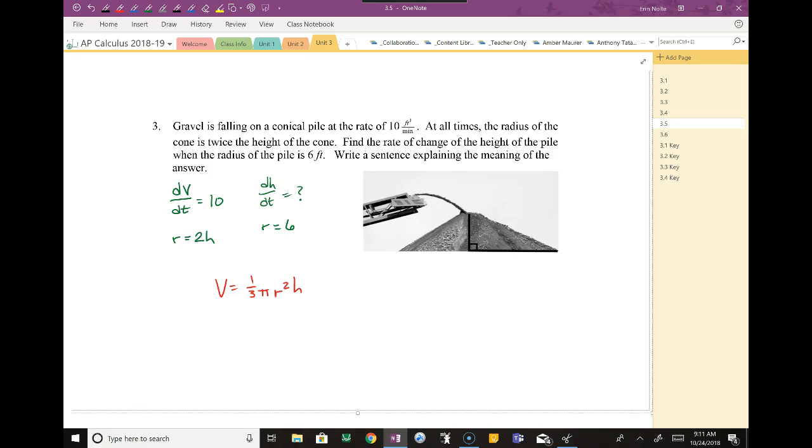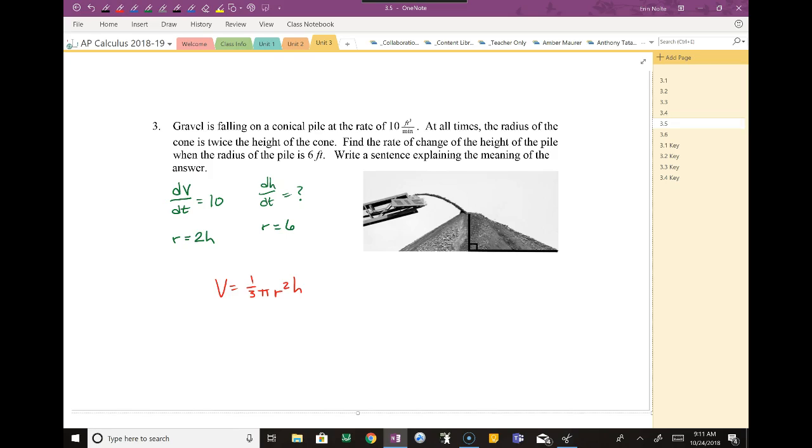Okay. So, before I start deriving this, does everybody see how at this point I have two variables in my equation? Yeah. Two variables. So I technically have an equation of volume in terms of r and h right now. What I need is an equation of volume only in terms of h, because I'm trying to find a dh/dt. I don't want a dr/dt. We don't have any information about dr/dt. So I need to eliminate my r.